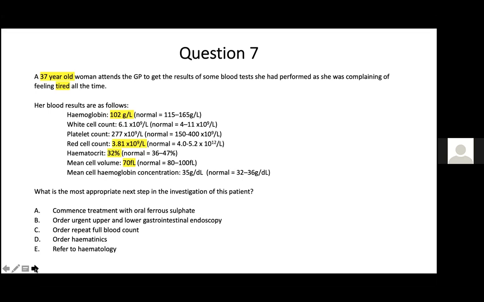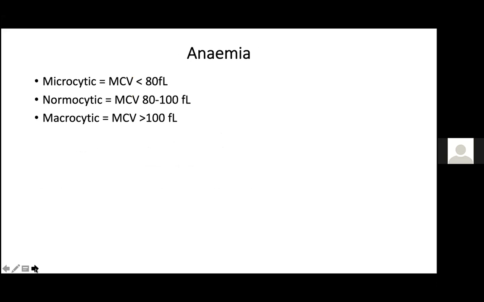So we can classify anemia based on mean cell volume. So microcytic is a mean cell volume of less than 80, macrocytic is greater than 100, and normal is 80 to 100. So in this case, her MCV was 70, so she is falling into the category of a microcytic anemia. But why?